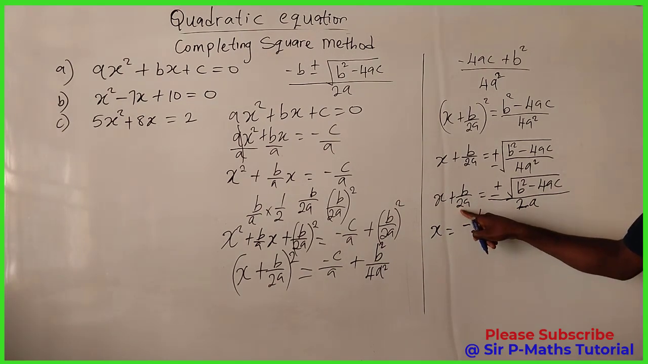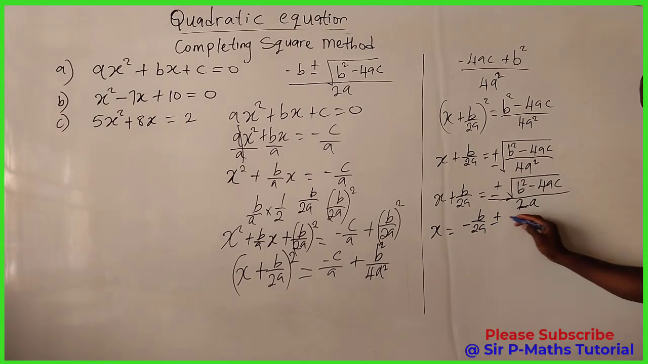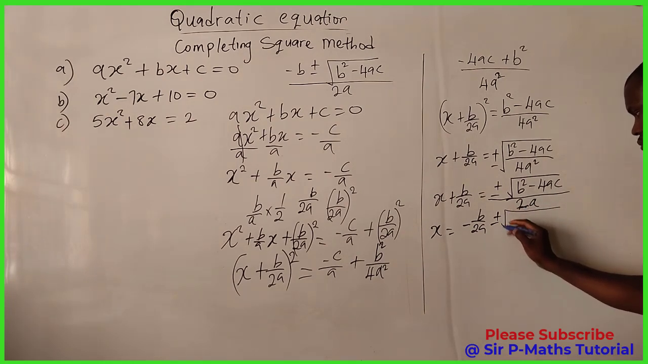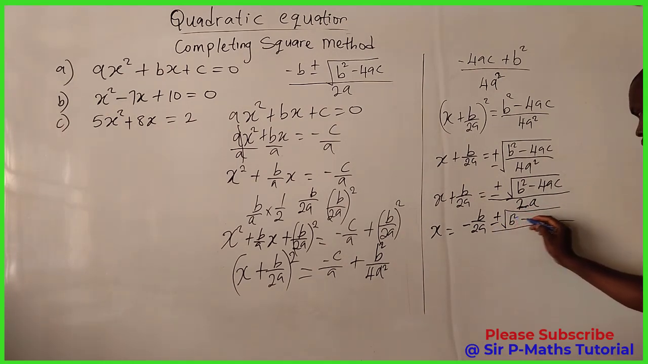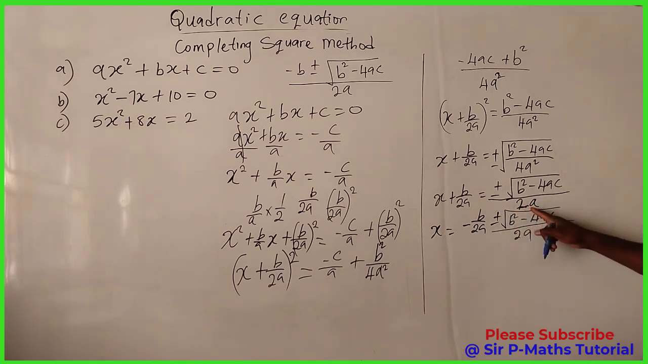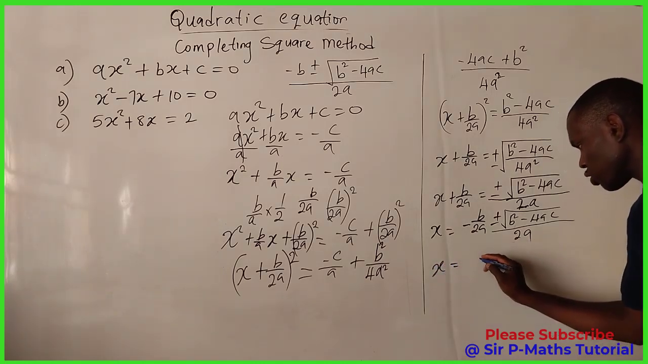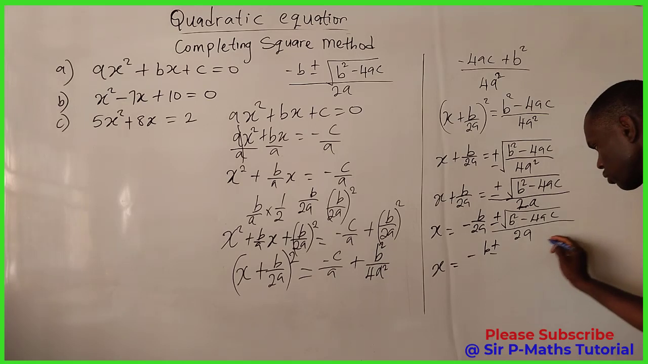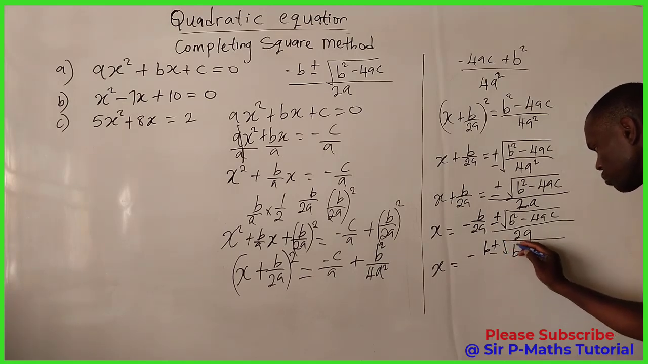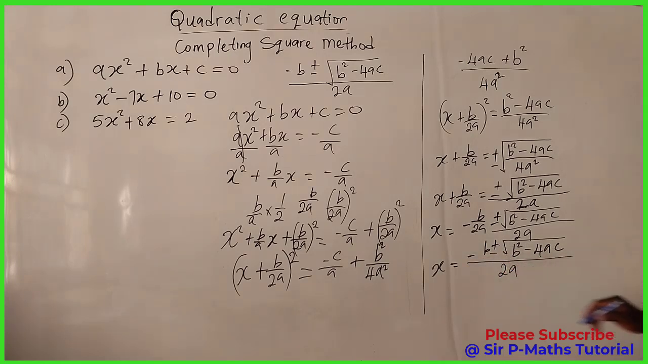It is positive here, so if it crosses the equality sign, it becomes negative, plus or minus b squared minus 4ac over 2a. Now consider this denominator. We have a common denominator, and when you have a common denominator, you can add the numerators and put one of the denominators. So I will have x equal to minus b plus or minus square root of b squared minus 4ac all over 2a. All right.